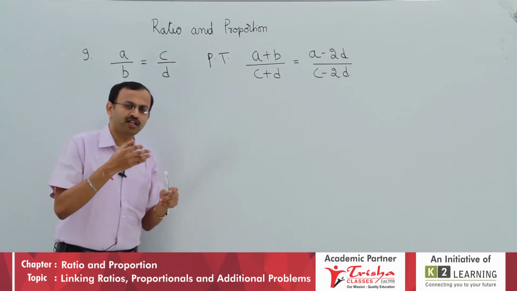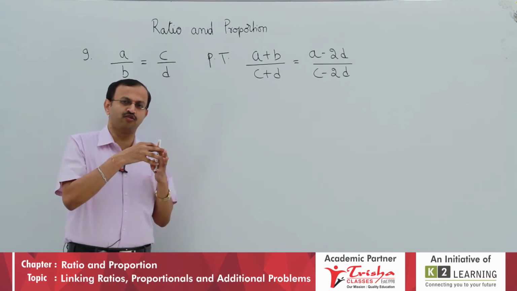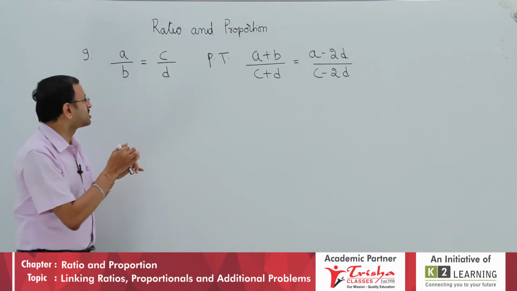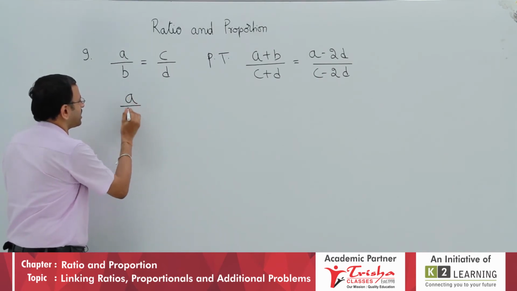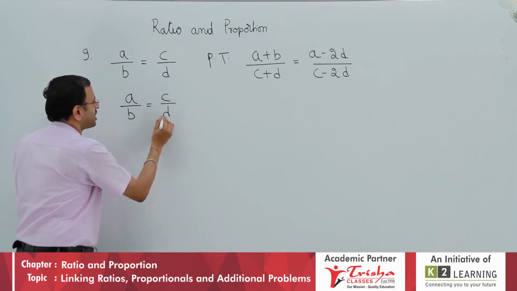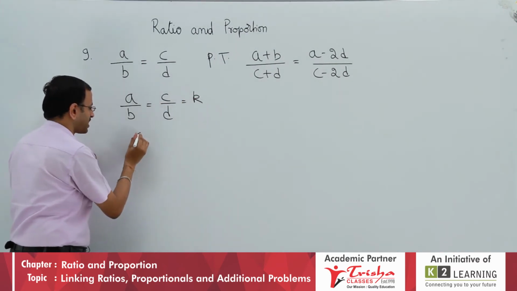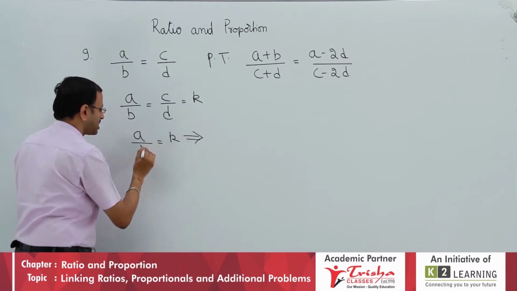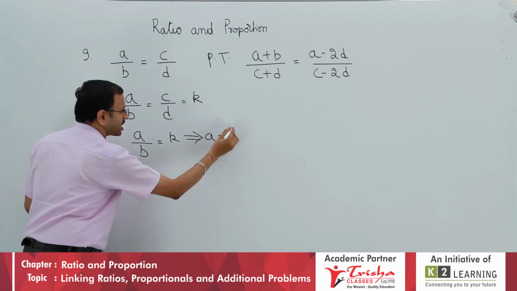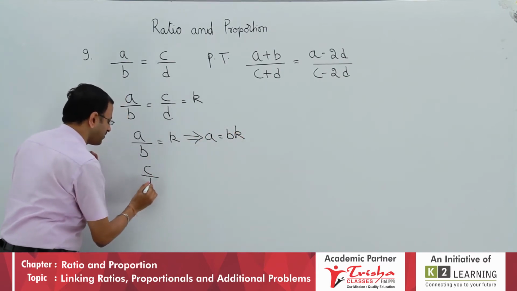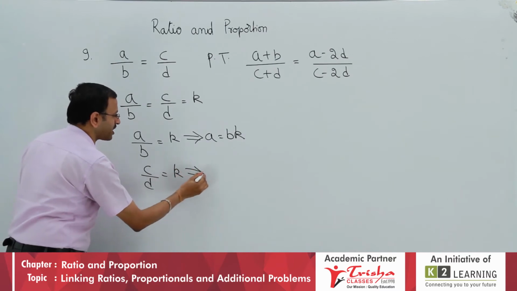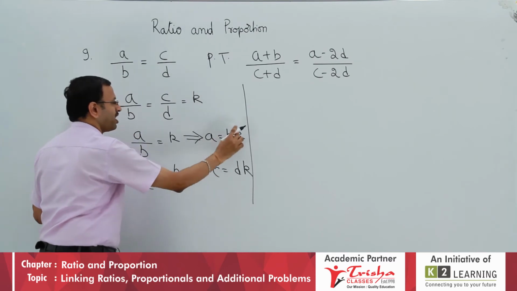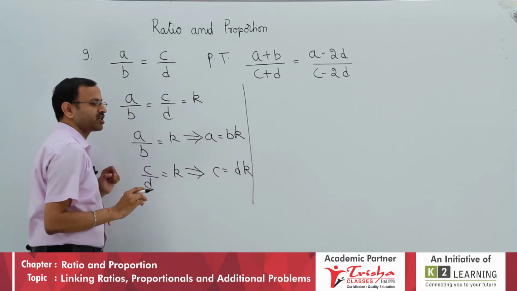If you remember, even in your indices chapter or whatever you learned in your earlier schooling, whenever equalities are there, we used to call it a constant K. Students, can we do like this? A by B is equal to C by D is equal to K. Next step, A by B is equal to K implies A is equal to BK. Similarly, C by D is equal to K implies C is equal to DK. Now you have the A value in terms of K, and the C value also in terms of K.